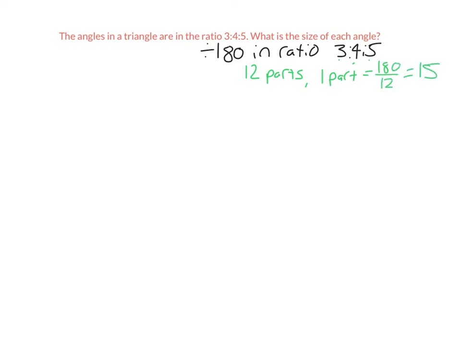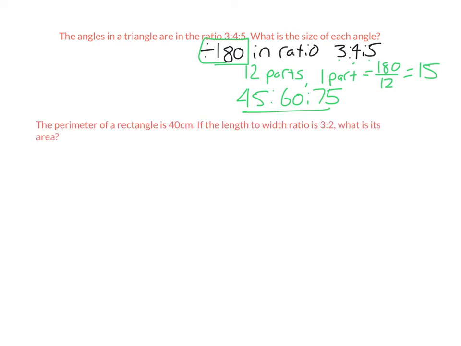Now we times each number in the ratio by 15. So 3 times 15, 4 times 15, and 5 times 15. Again, these 3 numbers should add up to the quantity I started with. And they do, so I know I've done something right. Let's look at another question. So the perimeter of a rectangle is 40 centimeters. Length to width ratio is 3 to 2.